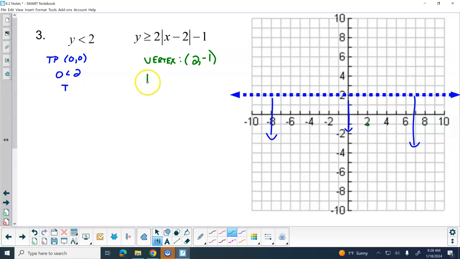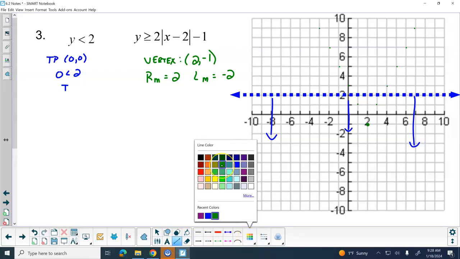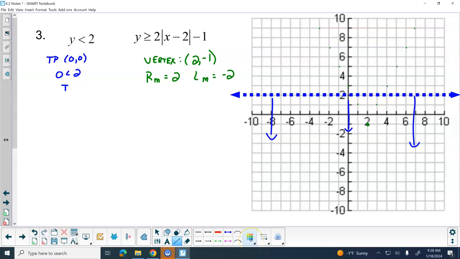It's got a right side slope of positive 2, so that means I'm going to go up 2, right 1. Continue that on all the way there. It's got a left side slope of negative 2, but I'm only going to go in the up direction, because I need to make that V, so it's going to look like that. It's going to be a solid V, or the sides of the V are going to be solid.